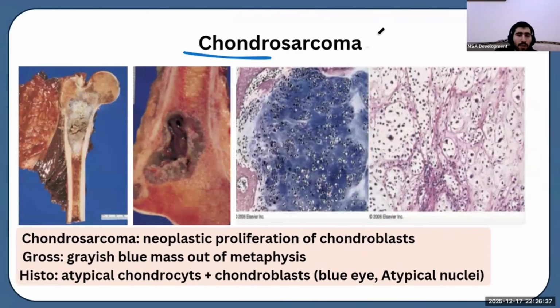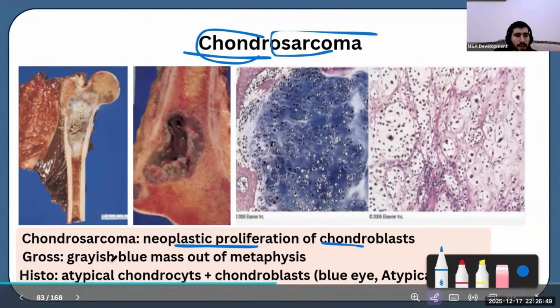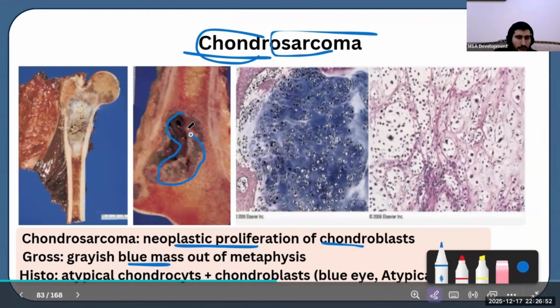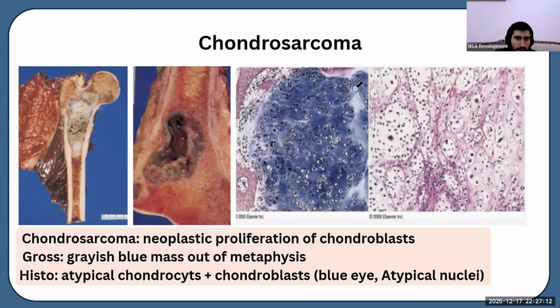Then we have chondrosarcoma. Sarcoma means malignant. Chondro means it's from cartilage. So chondrosarcoma is neoplastic proliferation of chondroblasts, which are the cells of cartilage. Grossly, it looks like a grayish or blue mass because cartilage usually looks gray or blue. And it's out of the metaphysis. In histology, it looks like atypical blue chondroblasts. That's it. Chondrosarcoma, malignant proliferation of chondroblasts. It causes a blue or grayish mass out of the metaphysis. And on histology, it's blue atypical chondroblasts.